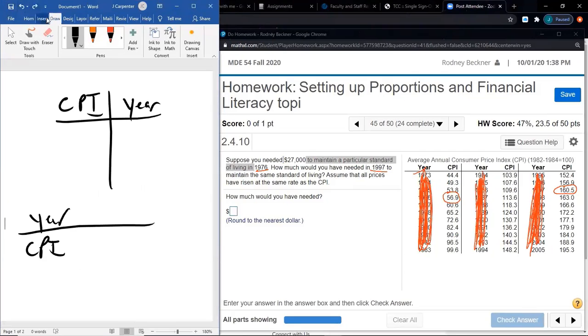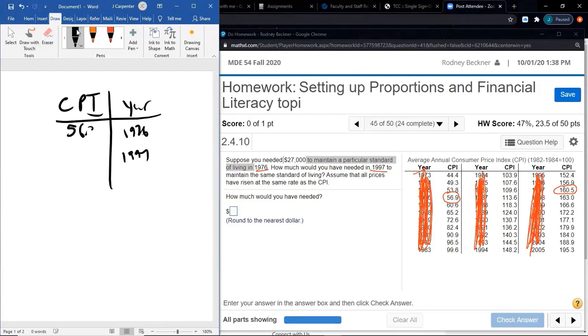I'm doing, shoot. See, I'm setting these up not in the best order necessarily the first time around, because this is how it happens when you, the student, do things. You go, wait a minute. If I put the years here, 1976 and 1997, and then I put the CPIs up here of 56.9 and 160.5.